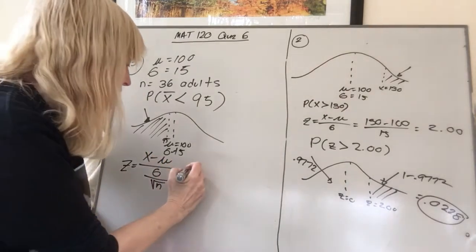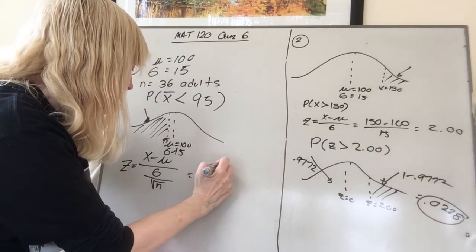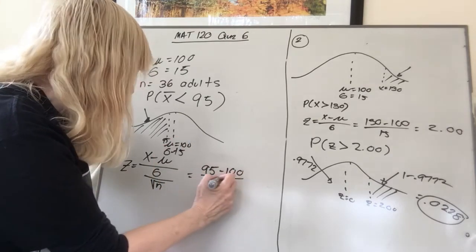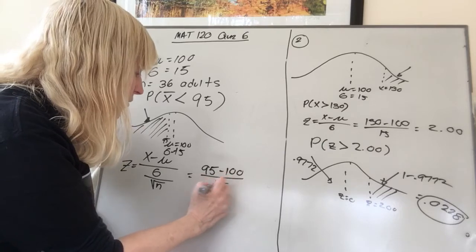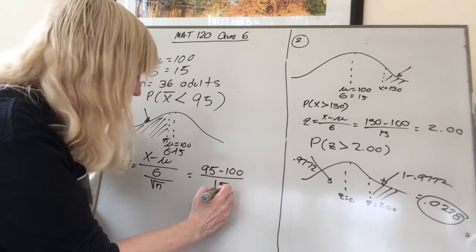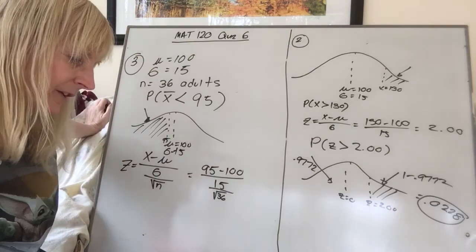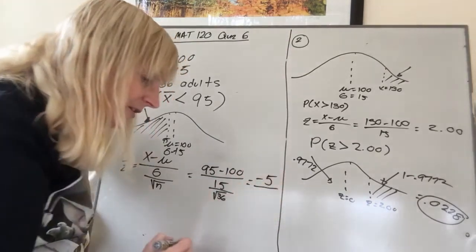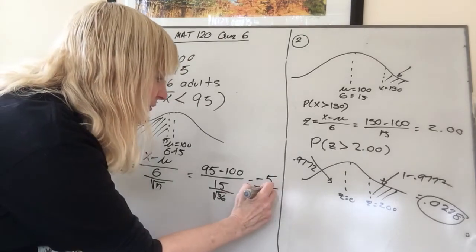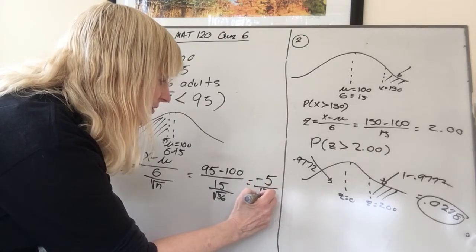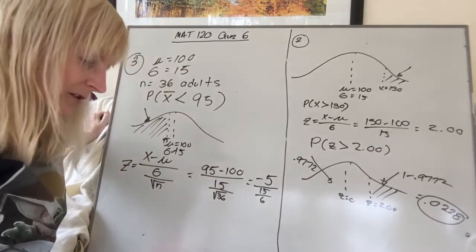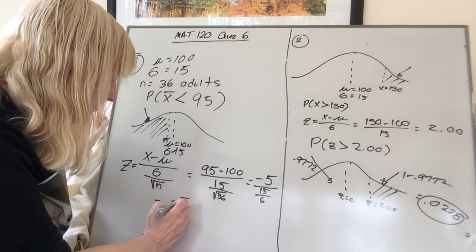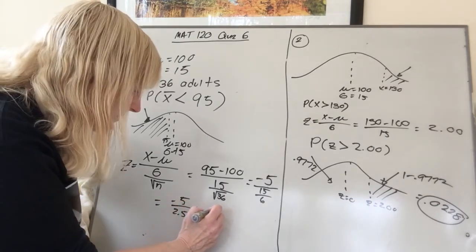Okay, so when we do this, we're going to do 95 minus 100 divided by sigma, which is 15 over the square root of n, which is 36. So what do we get? We're going to get minus. That's okay, we just have to go to the minus z side. So we get minus 5 over 15 over the square root of 36, which is 6, right? So if you do that on your calculator, you get minus 5 over 2.5. Guess what, you guys? That's exactly minus 2.00.